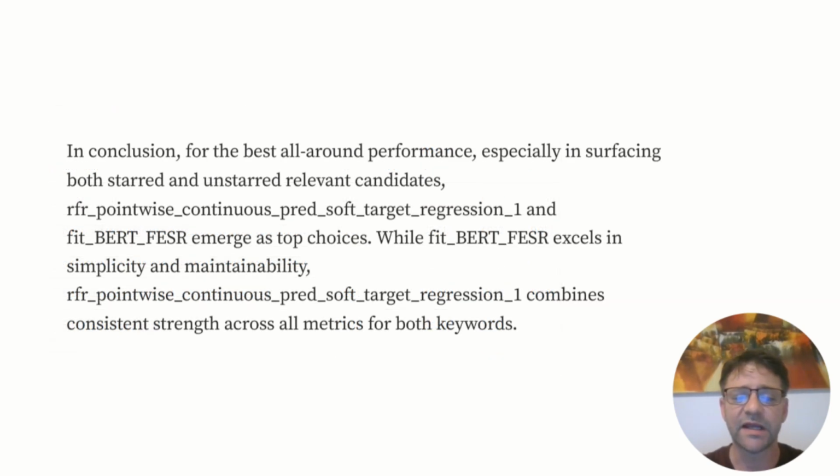But at the end, I came to the conclusion that the pointwise continuous model with the soft target regression features were some of the best models for both keywords, and also the RankNet pairwise neural net did quite well for both of the keywords. And then surprisingly, the third runner-up, the non-model heuristic calculation of the geometric mean between the Fitbit value and the similarity to start feature actually fared quite well.